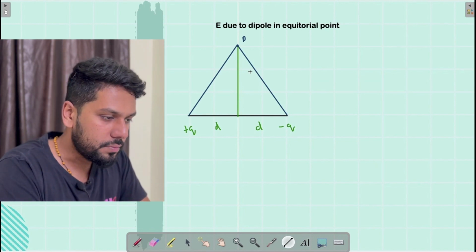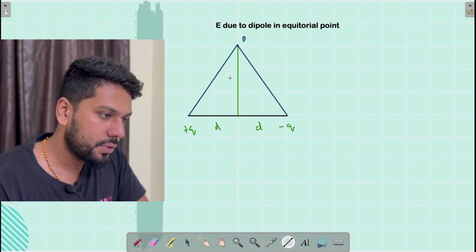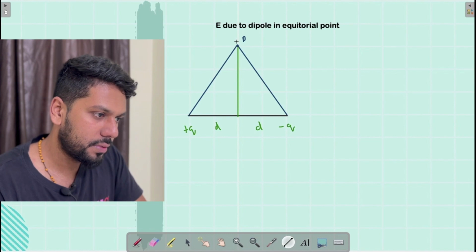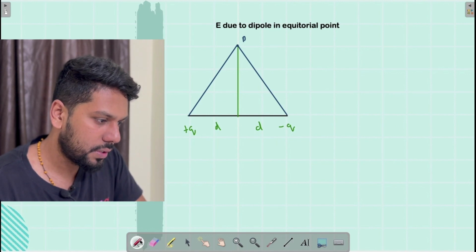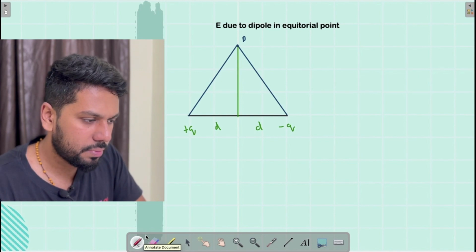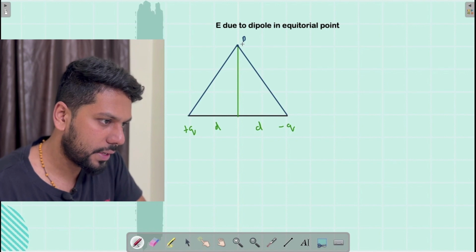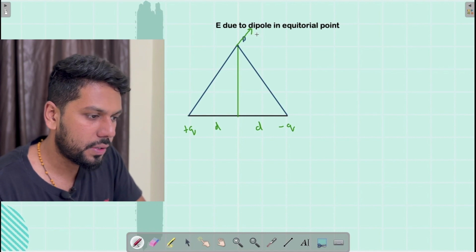Now, something you have to understand here. My electric field is in this direction. So let's find the direction of electric field. In this case, you might observe that electric field due to positive charge is in the opposite way. Correct? It is in the opposite way.